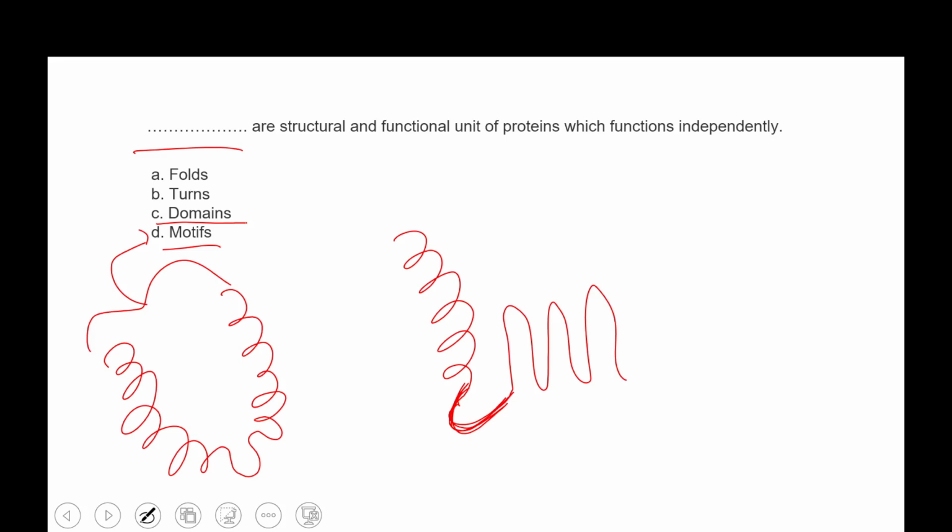Like, you have a full length protein known to perform in a certain pathway. But if you only take one domain of that protein, suppose it has ATP hydrolysis activity, and you make a truncation of only one domain, it will still be able to perform that helicase activity, because that domain is providing the protein that activity. So that is the difference. Motifs, the super secondary structures, cannot function independently, and domains are three-dimensional structures which have the capability to function independently. So the correct option will be C.